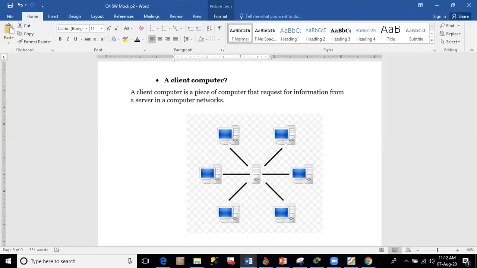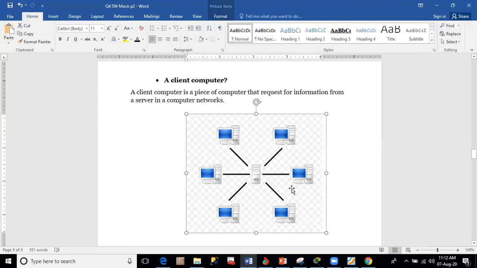Here, a client computer is a computer that requests information from the server in the computer network. So these are all clients. This one, these, and these. They are clients requesting information from this central computer here called the server. Even if two computers are connected together, one will be the client and one will be the server. When you are requesting for information, you are the client, and when the other person is sending information, is a server.